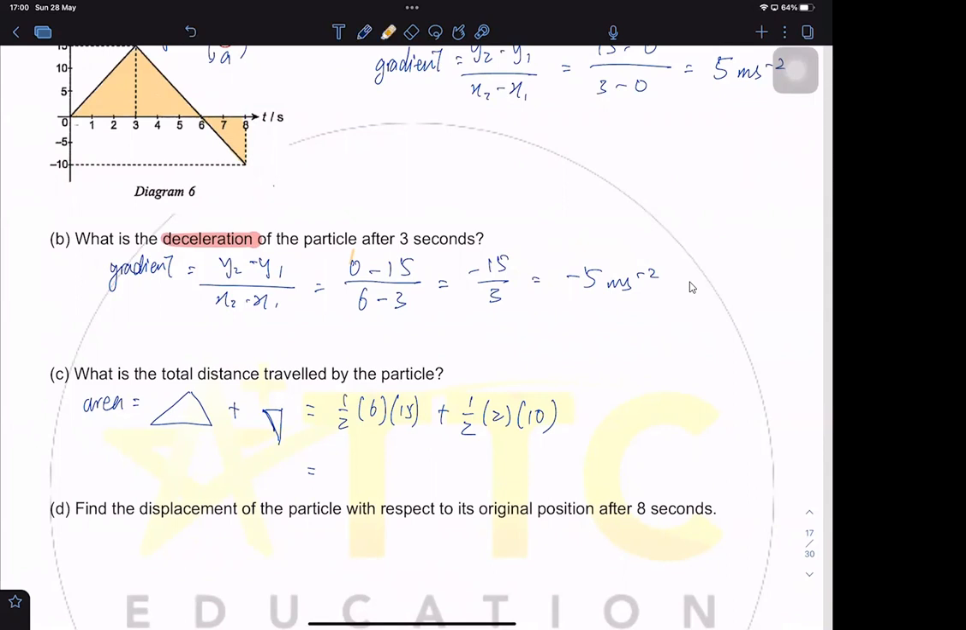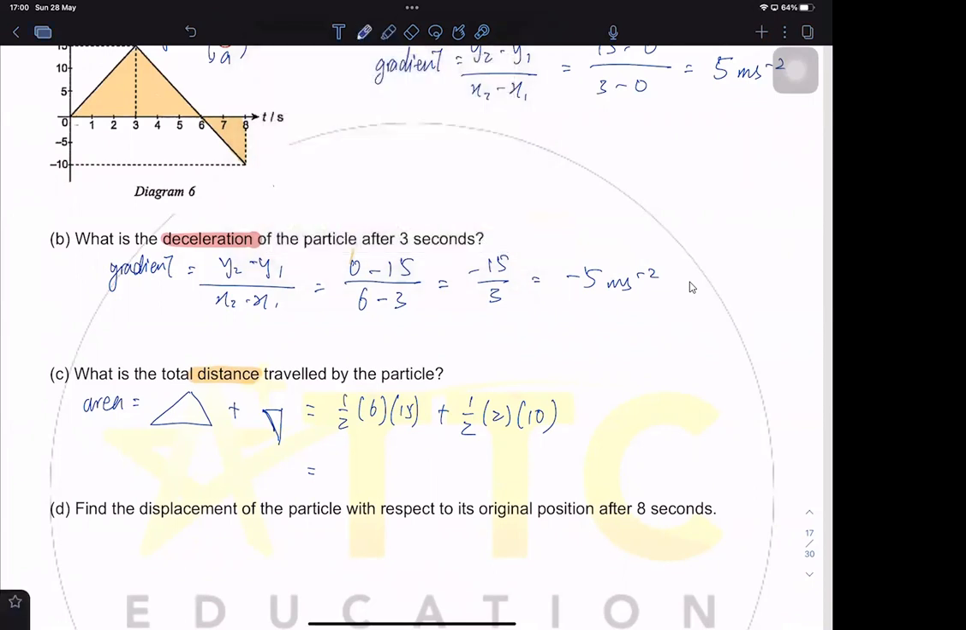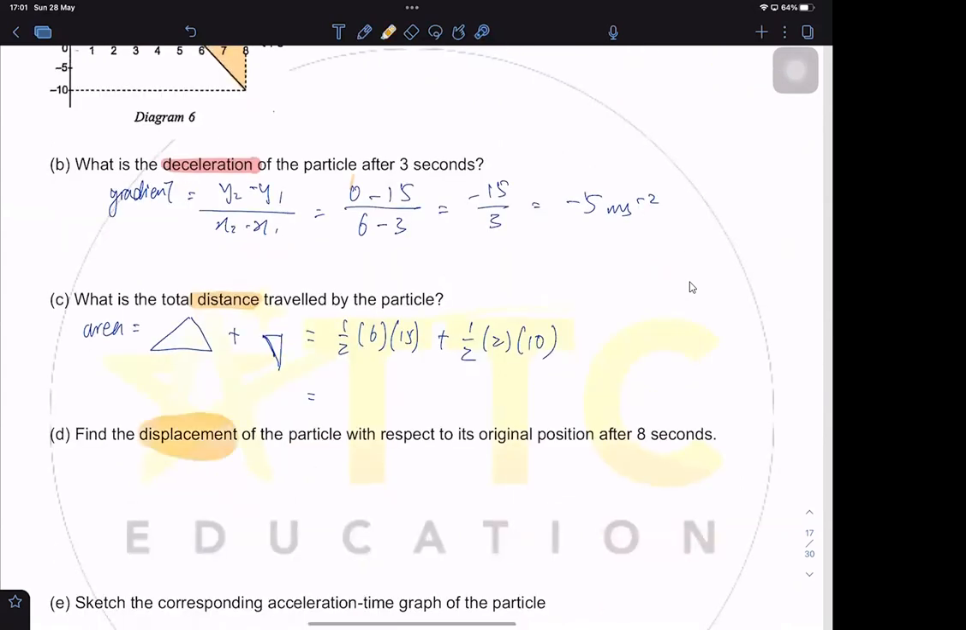Because distance is a scalar quantity, meaning distance doesn't care about positive or negative. Distance doesn't care about direction. It only cares about the total, how far you go. But later when you do displacement, then yes, you must care about positive and negative, because displacement is a vector quantity. This one has no positive or negative. So I don't care. I just want a number.